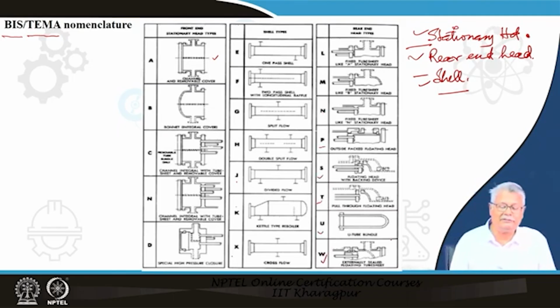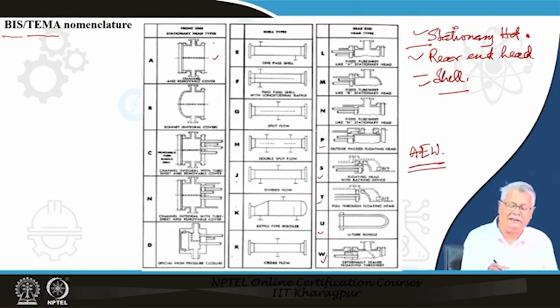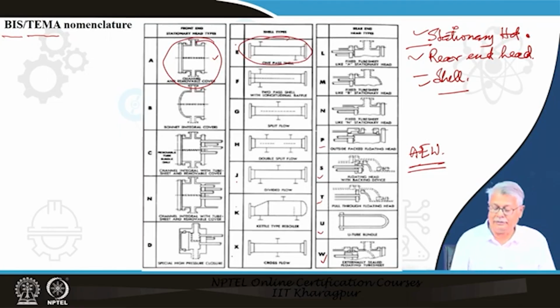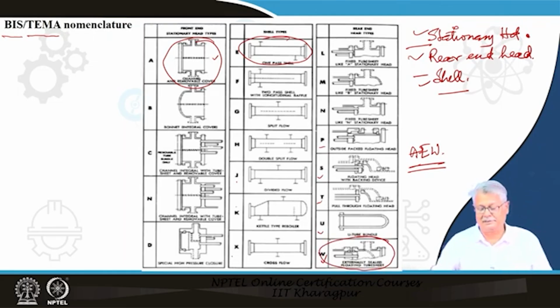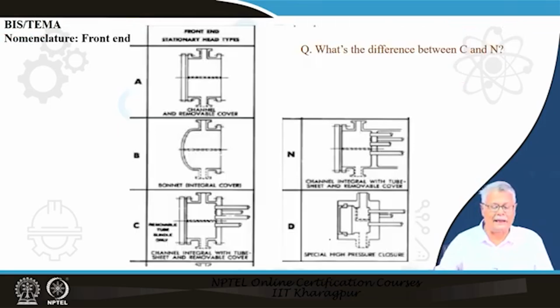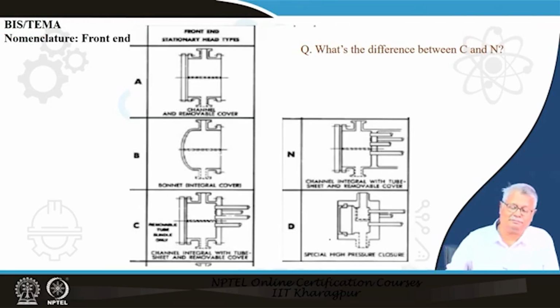So, what you do is whenever you see a specification being stated as AEW, immediately you will be referring to this and say that this is the type of stationary head I have, this is the type of the shell I have, and here I have an externally sealed floating tube sheet. That means it is for a high pressure and high thermal stress service.